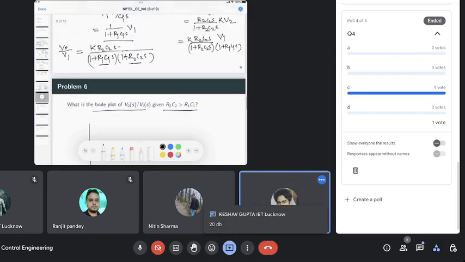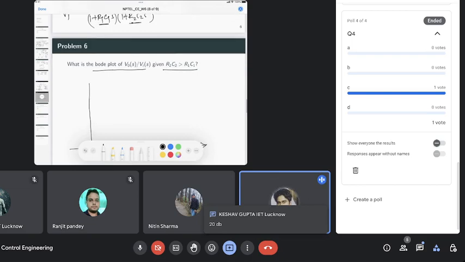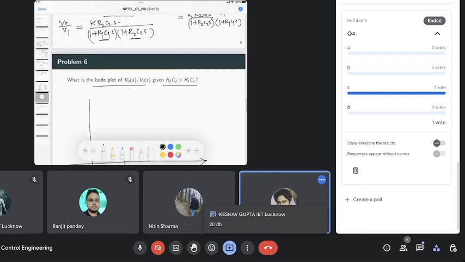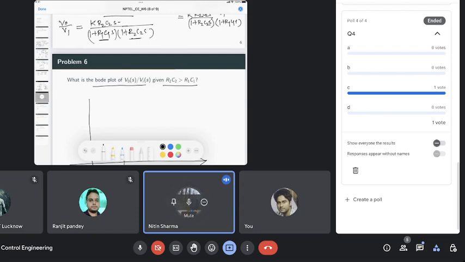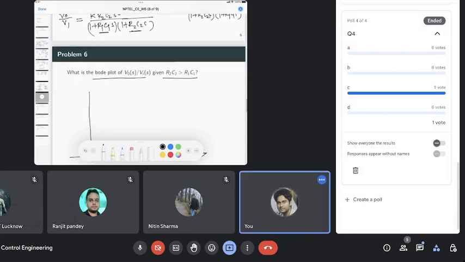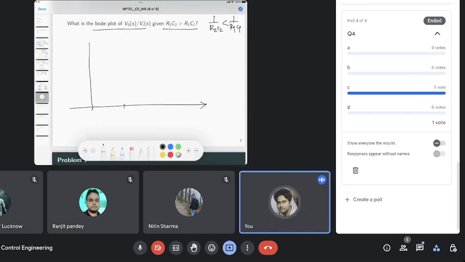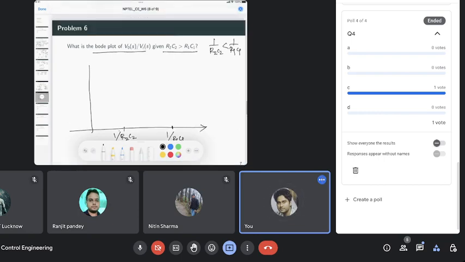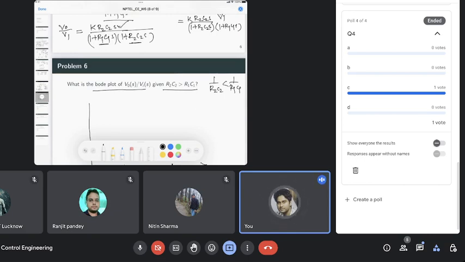And because of 20 dB, it is given that R2 C2 is greater than R1 C1, so it means that 1 by R2 C2 will be less than 1 by R1 C1. So the initial pole, I mean this corner frequency, the first corner frequency will be what? 1 by R2 C2, and the later corner frequency will be 1 by R1 C1. Okay, and the initial slope, because of this zero, will be 20 dB per decade.